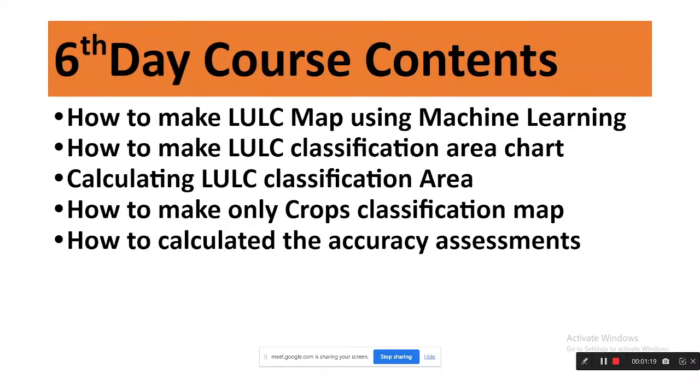Then we will also discuss how you can easily calculate the area for different classes, such as how much crop land, how much built-up area, how much barren land, how much fallow land. And how to make the crop-only classification map. You can create the classified map, then separate the crop classification map, and then calculate the accuracy assessment of this map.